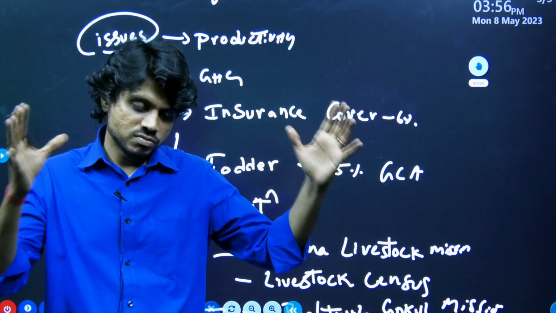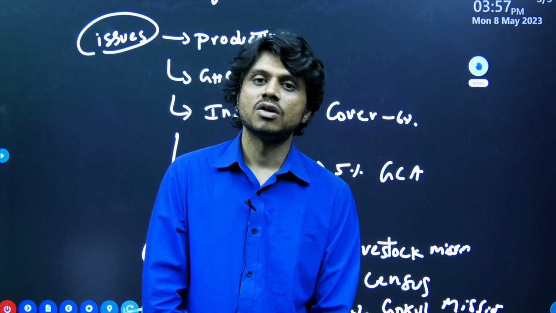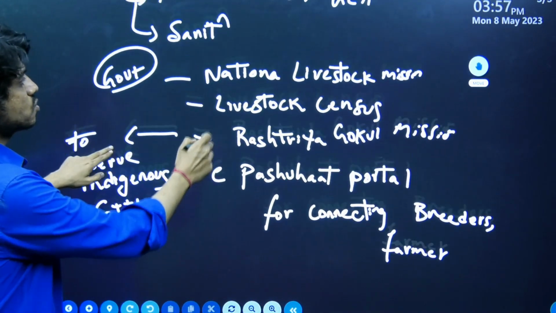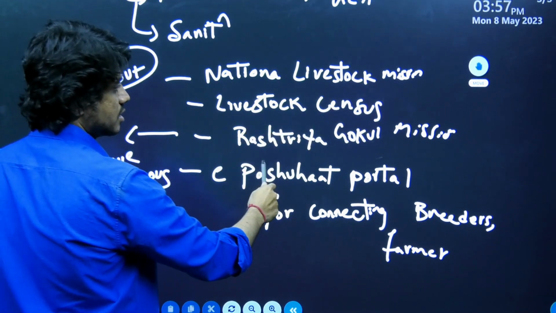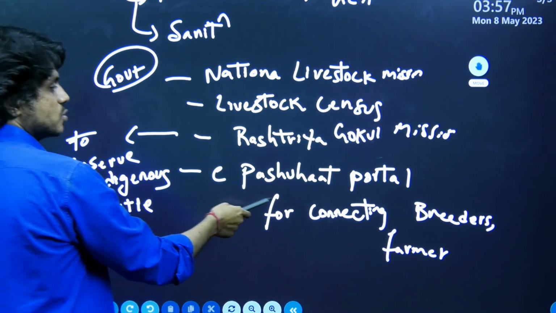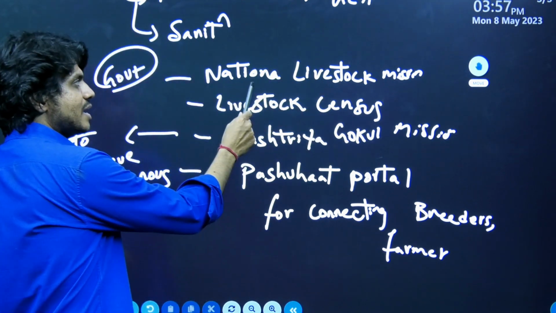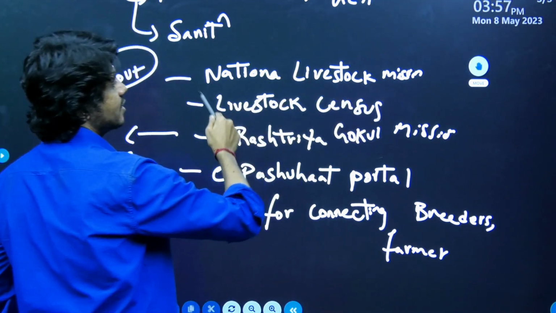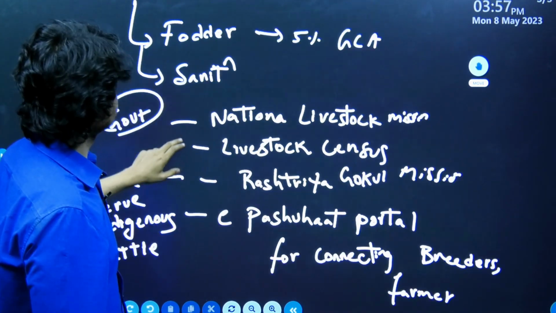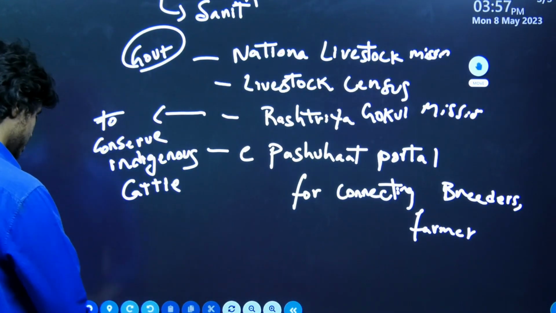Such development we don't see in India, but still the government is making efforts. A separate ministry has been created and various measures are being taken up, like the National Livestock Mission, Livestock Census, and Rashtriya Gokul Mission to conserve the indigenous cattle, and the e-Pashuhat portal for connecting breeders and farmers. UPSC has asked one independent question on the National Livestock Mission. Such independent questions can also be asked. So I have tried to provide additional information on livestock. Apart from this, let me add a little bit more value.